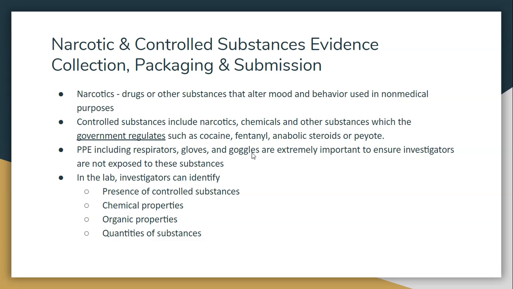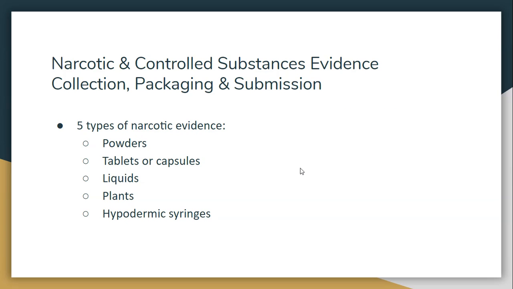Narcotics and controlled substances. We're going to get into the different definitions of narcotics and controlled substances later. It's real important that you use your personal protective equipment to make sure you don't expose yourself to these substances. They can be analyzed to determine what they are, what their properties are, how much you have. They come in various forms. So you can have powders, tablets, or capsules, liquids, plants, and hypodermic syringes.